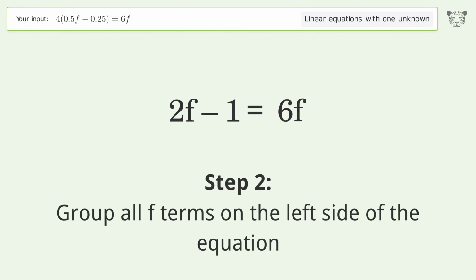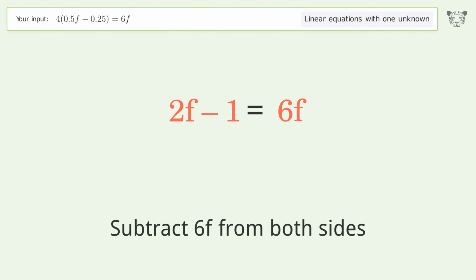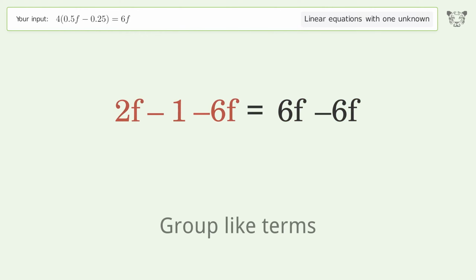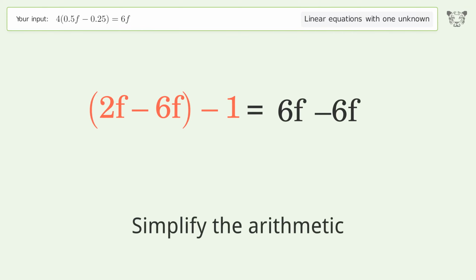Group all f terms on the left side of the equation. Subtract 6f from both sides. Group like terms. Simplify the arithmetic.